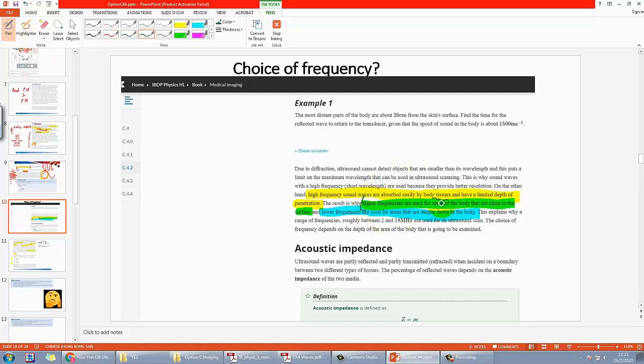And so in that case, of course, in general we like to have high frequency, but since it can only go through for a limited depth, then we can only use it for close to the surface. While for deeper down in the body, if the high frequency cannot do it, then we could only rely on the lower frequency. Okay, so this is the idea of the choice of frequency.